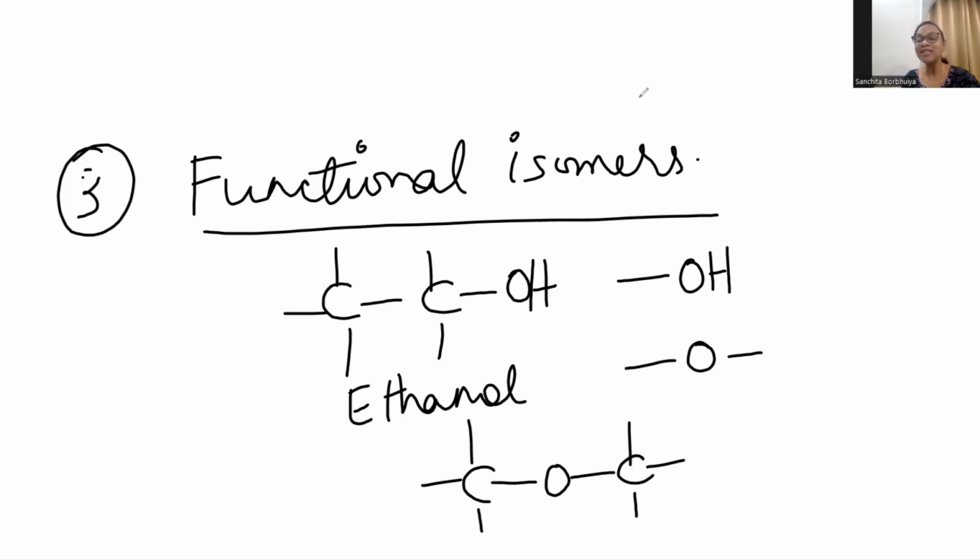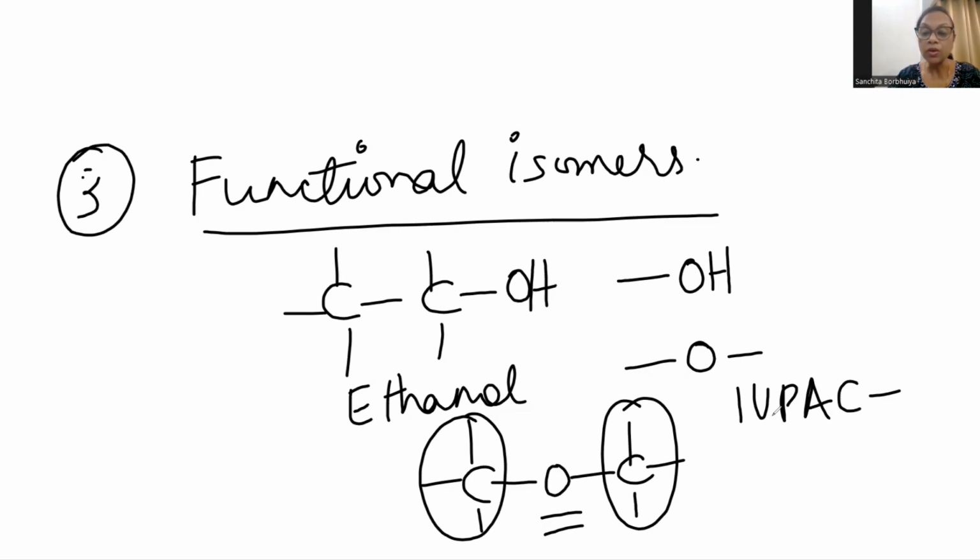In case you're interested in the nomenclature of ethers, I have made an entire series of ethers of various types with a lot of common names and IUPAC names. I could share the link so that you can master it. The IUPAC name of this ether is called methoxymethane. So this is one of the functional isomers I have shown.